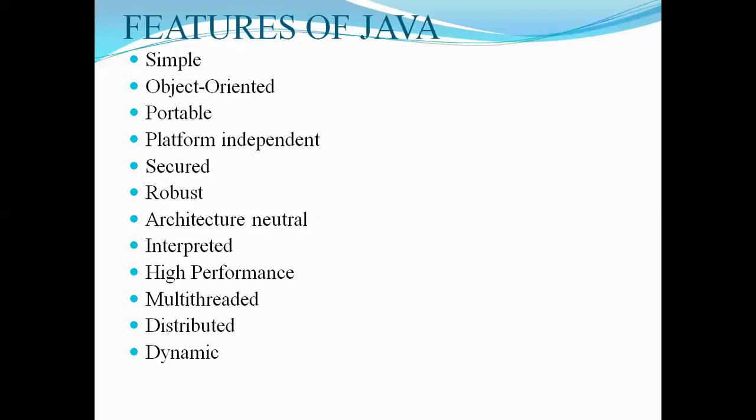Interpreter means, in the earlier versions of Java, the compilation process was very fast and the interpretation process was a little bit slow. So to overcome this problem, a special interpreter called JIT is used, that is, the just-in-time compiler. The JIT compiler will speed up the execution process of Java. Because of this reason, Java can be called an interpreter.